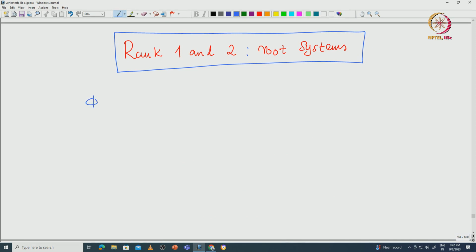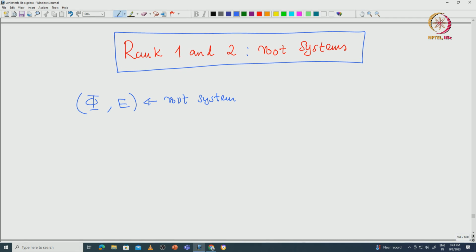So, we fix Φ to be a root system. I keep writing this tuple (Φ, E) to emphasize that Φ is actually a subset of E. At some point we can stop writing this capital E, it is okay. Now what we want to do is understand all the possible root systems that we have in rank 1 and 2, that is, dimension 1 and 2. More or less they give us all the necessary working examples.